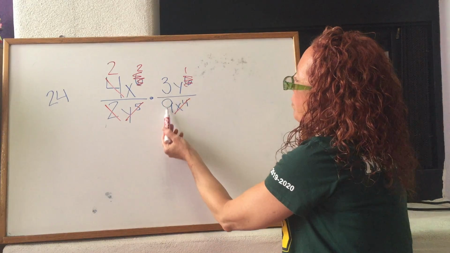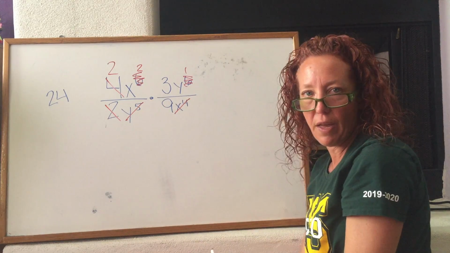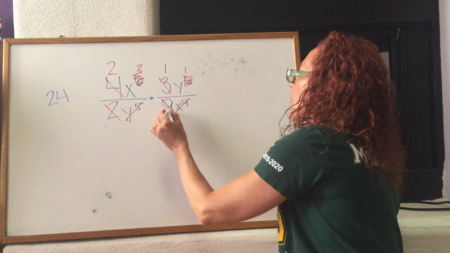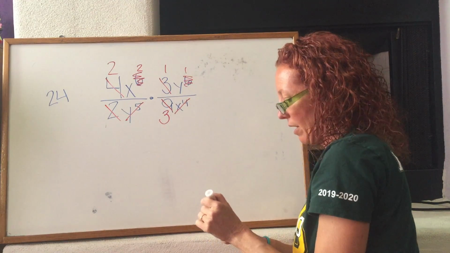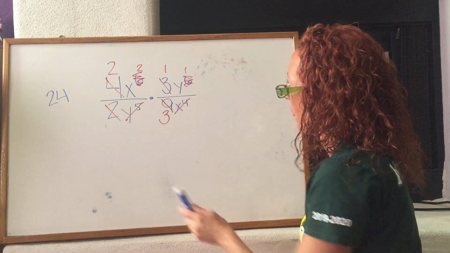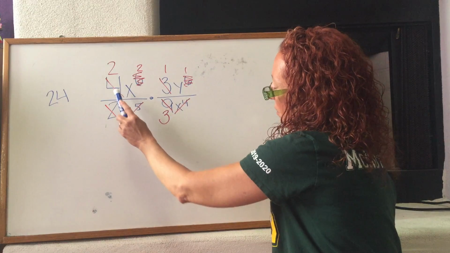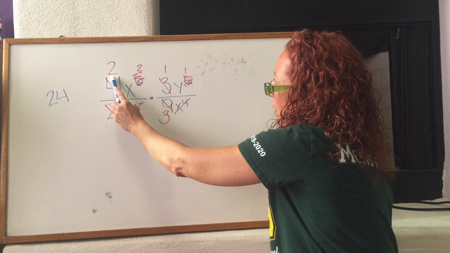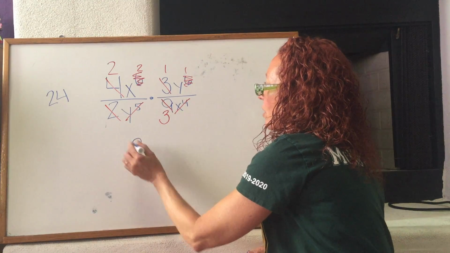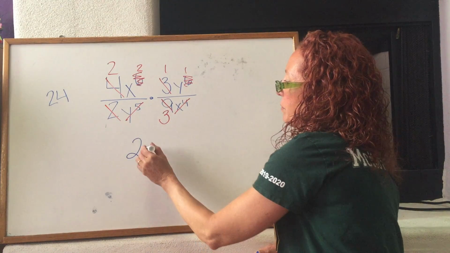And I have 3 over 9, which both have a common factor of 3. 3 divides into itself once. 3 goes into 9 3 times. And now I have to make sense of what is left. So the only coefficient in the numerator is 2. 2 times 1 is 2. If it starts in the numerator, it stays in the numerator.